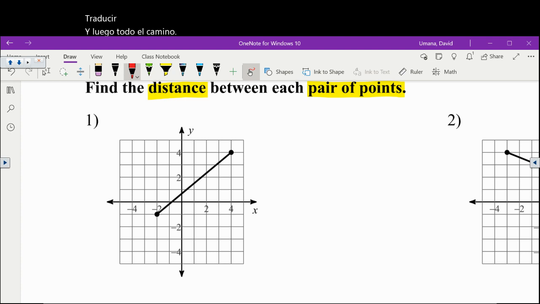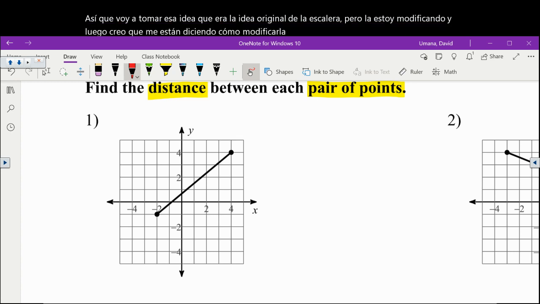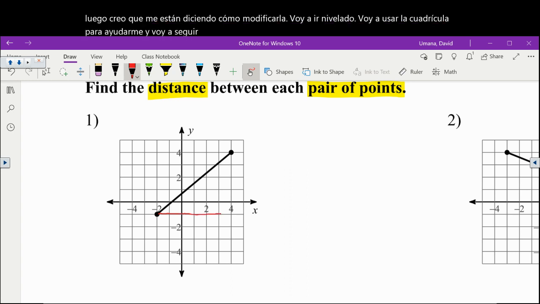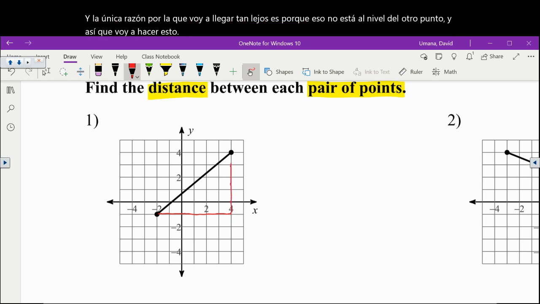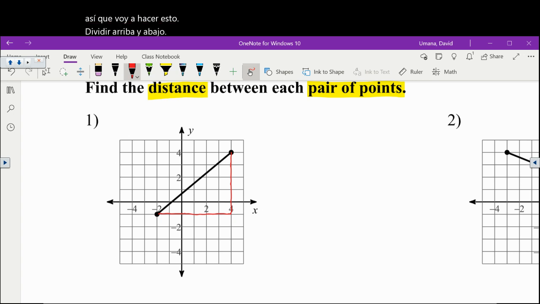So I'm going to take that idea, which was the original staircase idea, but I'm modifying it, and I think I'm being told how to modify it. I'm going to go level. I'm going to use the grid to help me, and I'm going to go right across this far. The only reason I'm going to go that far is because that's now level with the other point. And so I'm going to do this straight up and down. Now what I'm hoping for is that as soon as I make that drawing, it clicks to a particular shape or strategy.